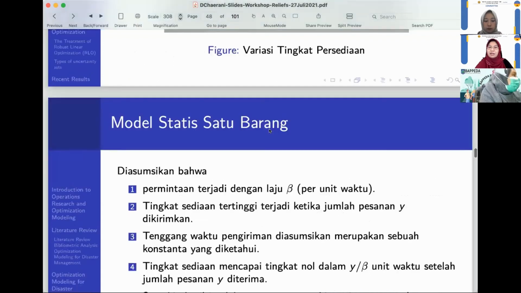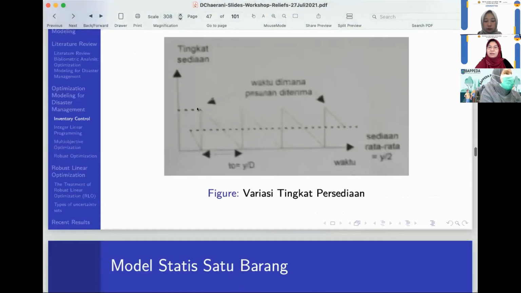Jadi kalau balik lagi ke gambar ini, saya pesan sebesar Y, sejalan dengan waktu yang saya tempuh sebesar Y per D, habis dia 0. Di titik 0 waktu, tingkat sediaannya 0, saya harus pesan lagi. Habis lagi, pesan lagi, seperti itu.